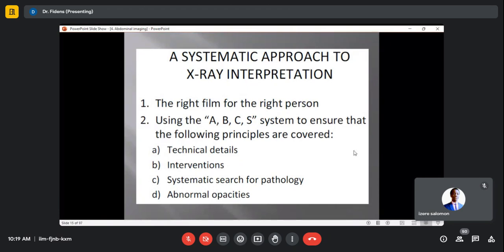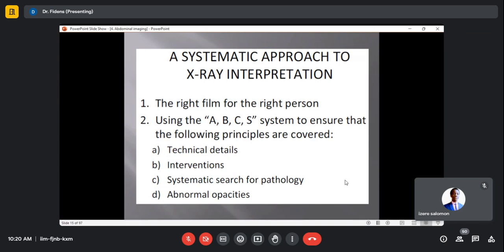Collimation or centering. Penetration. Inspiration. Symmetry, or rotation. Yes, we have collimation, we have penetration, we have symmetry or rotation, we have to check inspiration, and then angulation. So there are 5 before you go for analysis.